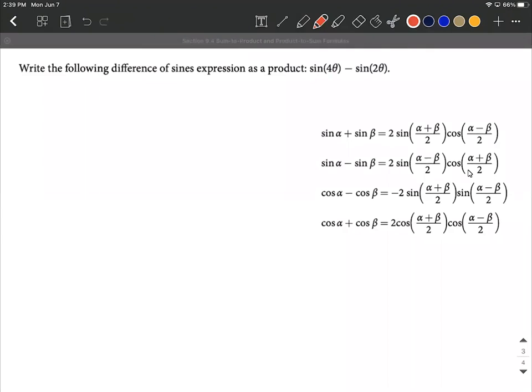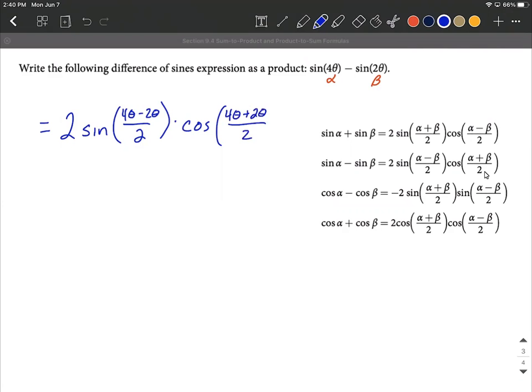So to get into it, I'm going to identify 4 theta is what I'm going to use for alpha, and 2 theta is what we're going to use for beta. Kind of lines up with our formula. So in filling in to the formula, it's really not that complicated. Don't overthink it. It's going to be 2 sine of alpha minus beta. So alpha in our case is 4 theta minus beta, which is 2 theta, all over 2, multiplied by the cosine of, again, just using this formula, alpha plus beta all over 2. So alpha 4 theta plus beta 2 theta all over 2.